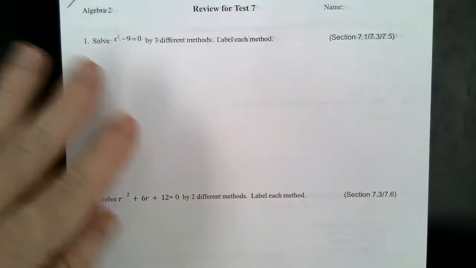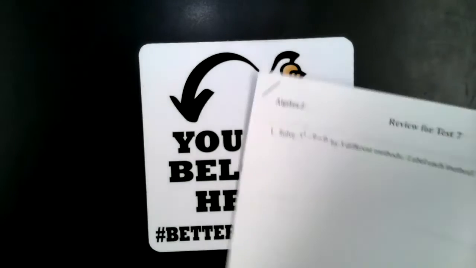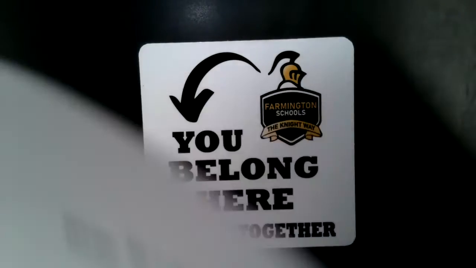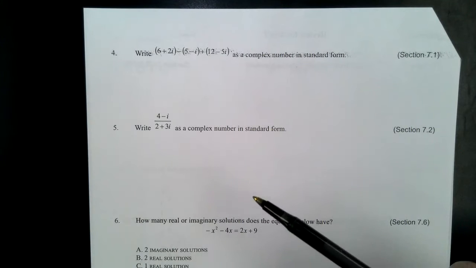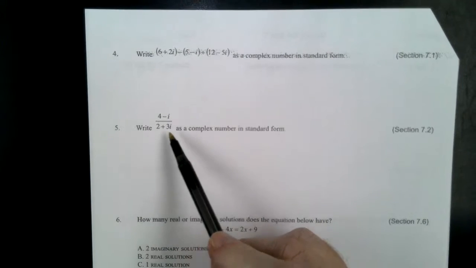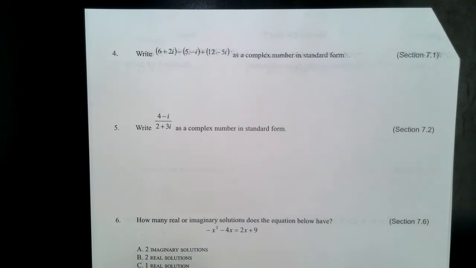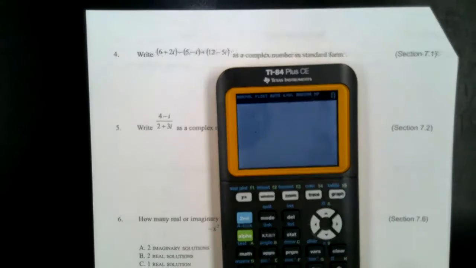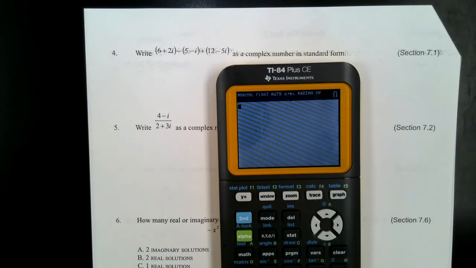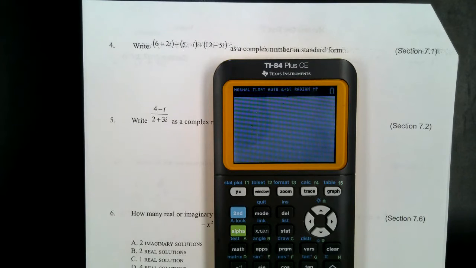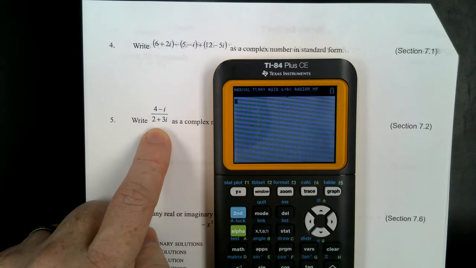So watch the video for your number 1, number 2, number 3. I'm going to go over a lot of the I questions. So 4, 5, number 7. All right, with 4 and 5, yes, you were taught how to do this when we did 7.2 and 7.1. It was a long time ago, I know. I'm going to show you how to do it with the calculator to save you a lot of time, because this one in particular takes a lot of work.